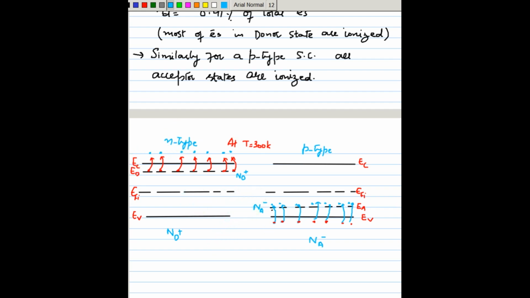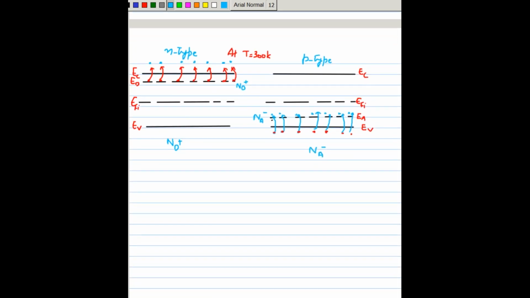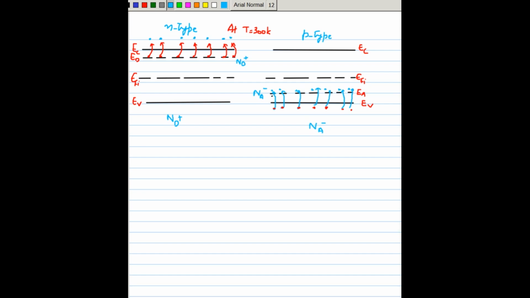Now, another important thing is, okay, we have figured out that complete ionization occurs at room temperature. But what about when temperature is 0 Kelvin?